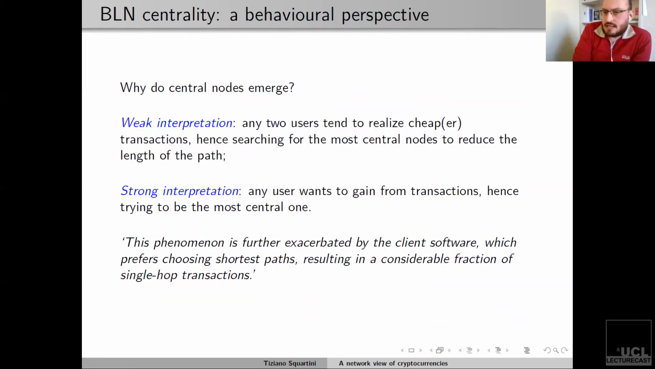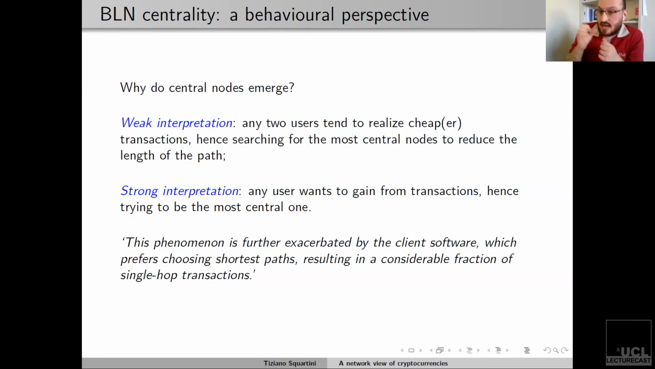So I'm going to conclude. It's interesting to inspect the centrality of these systems, because at the purely structural level, you can indeed recover something that by design should be avoided, which is centralization. And the interpretation that we gave is this one.